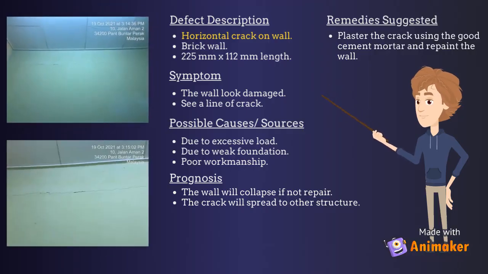The first defect of the wall element is horizontal crack on wall. The symptom is the wall looks damaged and you can see a line of crack. Possible causes are excessive load, weak foundation and poor workmanship. The prognosis is the wall will collapse if not repaired. Second, the crack will spread to other structures. The remedy suggested is plaster the crack using good cement mortar and repaint the wall.